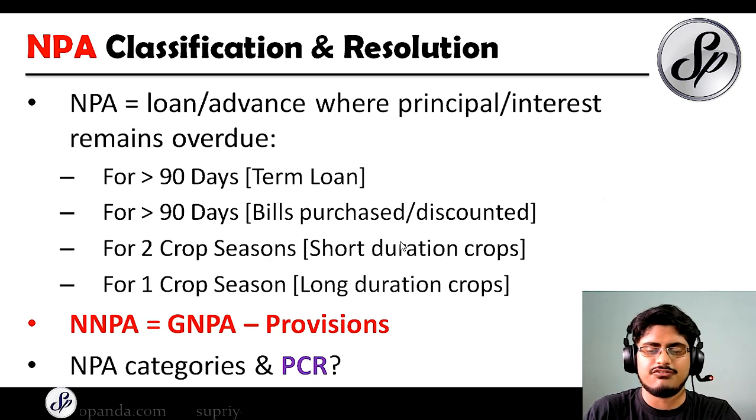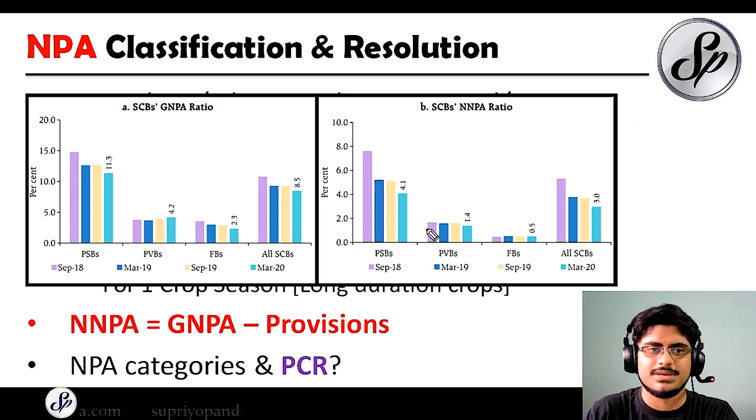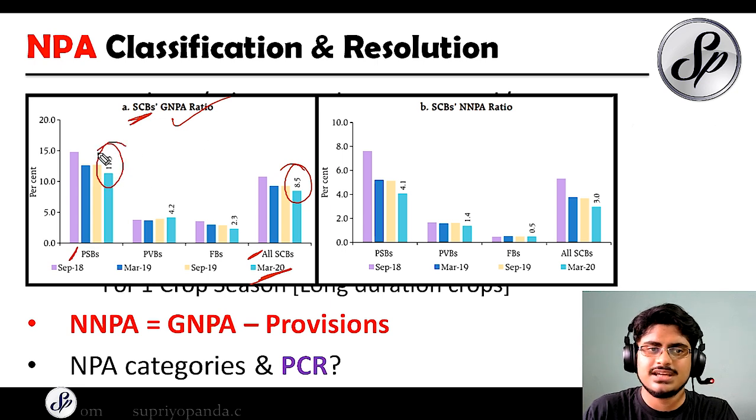And speaking of the net NPA and the gross NPA, let's take a look at the figures for India. This is from the Financial Stability Report of the RBI. This is the Scheduled Commercial Banks gross NPA, the GNPA. As you can see, in March 2020, it was around 8.5% cumulative of all the scheduled commercial banks. But remember that the PSBs, the public sector banks, have a higher percentage. They have 11.3%, the private banks have 4.2%, and the foreign banks have 2.3%.